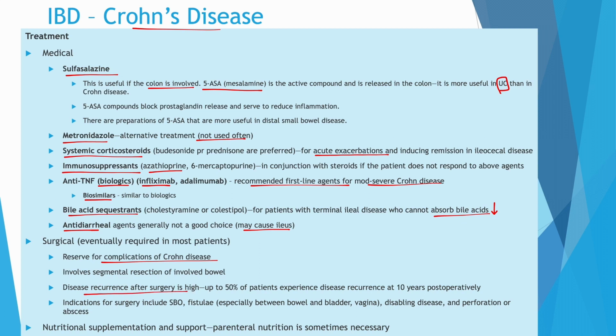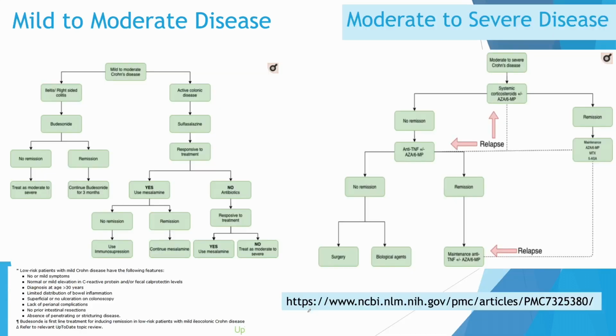So indications, like we said, for surgery are going to be small bowel obstructions, fistulas, perforation, abscesses, and things like that. You also have to consider, when you consider treatment as a whole, nutritional supplementation as needed depending on the patient. So don't get overwhelmed by this. This is essentially a chart that takes you through the mild to moderate Crohn's and the moderate to severe Crohn's. So they're two separate algorithms to follow. And it depends where the disease is and how bad it is.